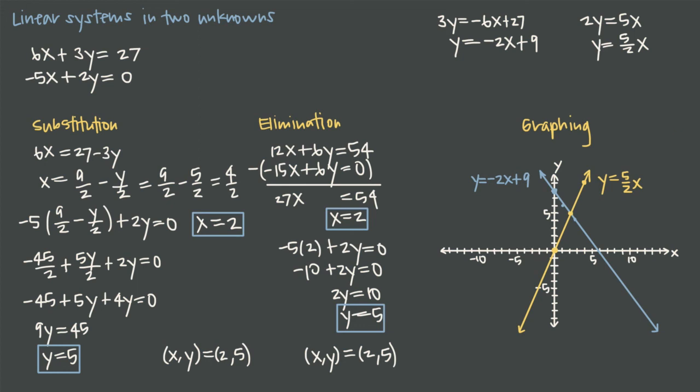And then to determine the solution with the graphing method, we look at the point at which the lines intersect one another, which we can see is this point here. And as we can tell from the graph, that is the point (x, y) equal to (2, 5), the same solution that we got using the elimination method and the substitution method.